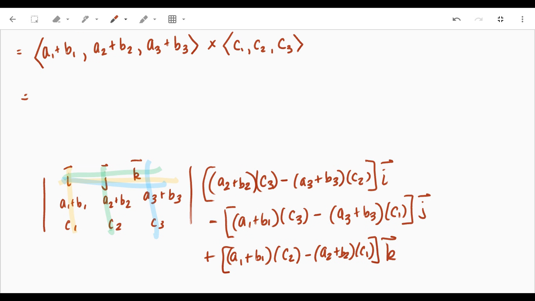Okay, so we're going to write that out pretty close to what I have there, actually. I just want to put that second value in front. So we would have C3 times A2 plus B2 minus C2 times A3 plus B3.